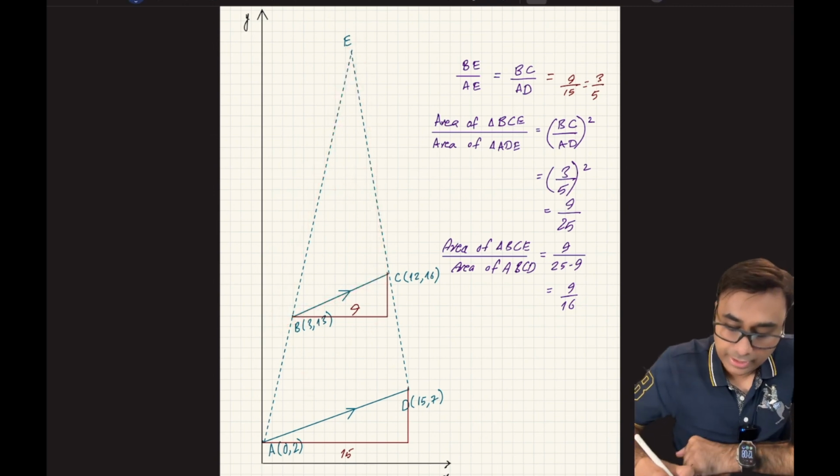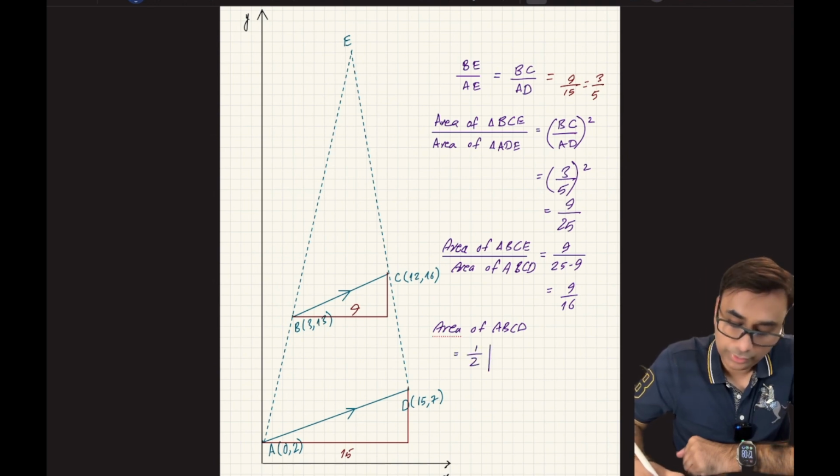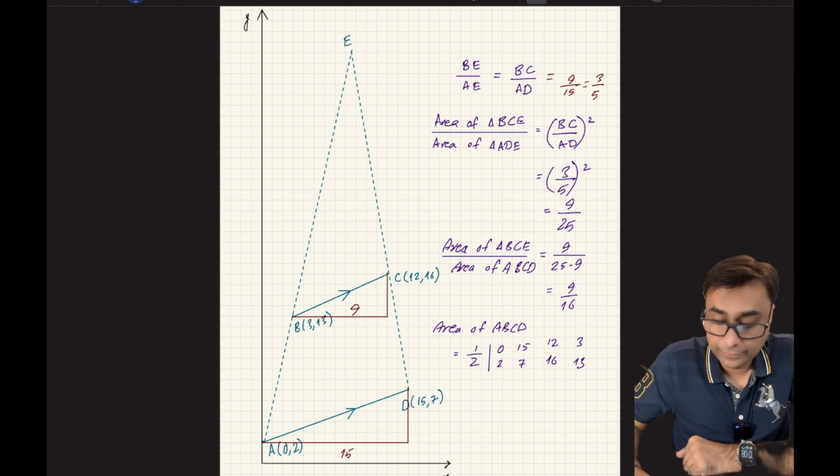So let's see, if I have to find the area of ABCD, that's going to be half, and then I start writing down my coordinates. That's going to be 0, 2, 15, 7, 12, 16, 3, 13, and then I write down the first coordinate again. That's going to be 0 and 2. And then I'm going to open this up. That's going to be half.